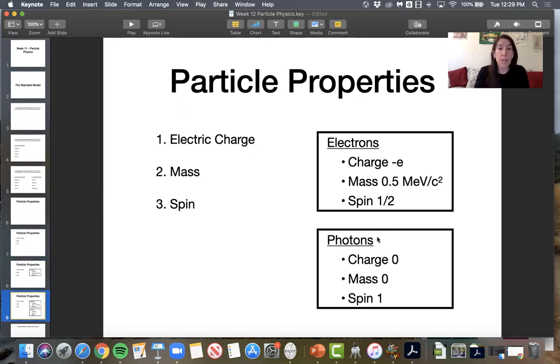On the other hand, a photon, which again is a particle of light, does not have any electric charge. It's a massless particle, and it has spin 1. So the way we distinguish between whether we have an electron or a photon is based on analyzing these different properties.